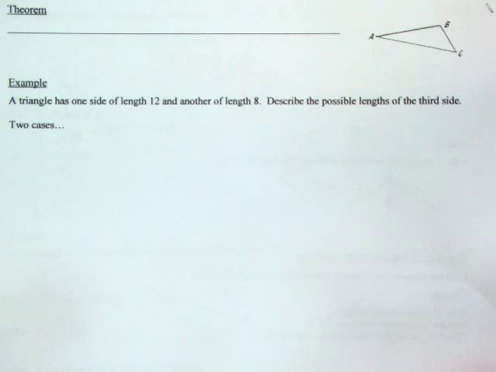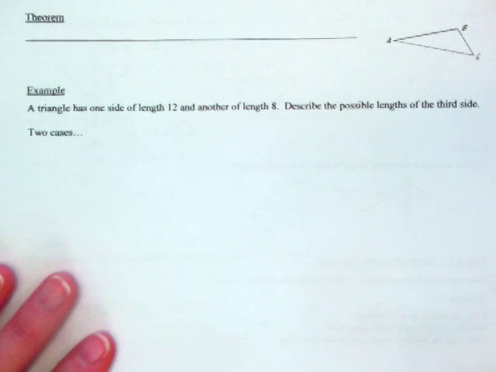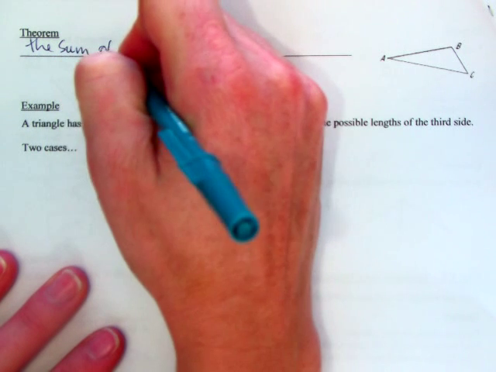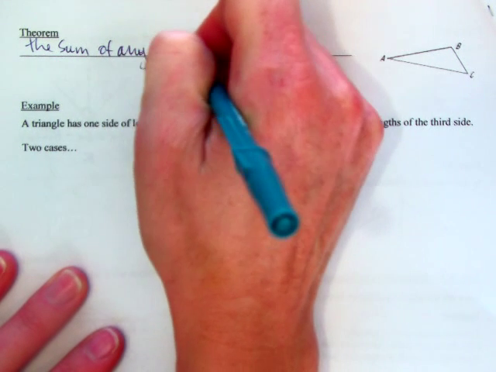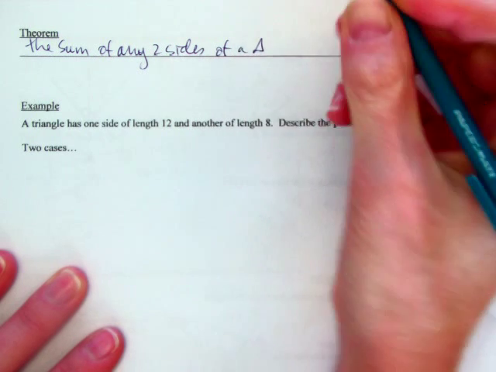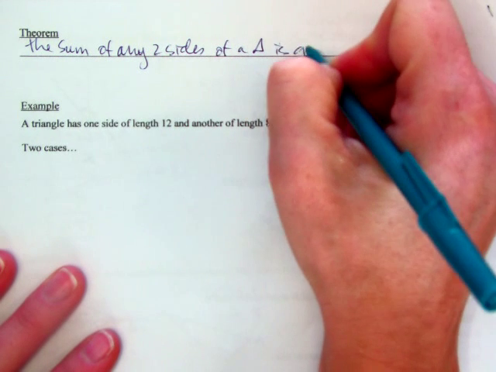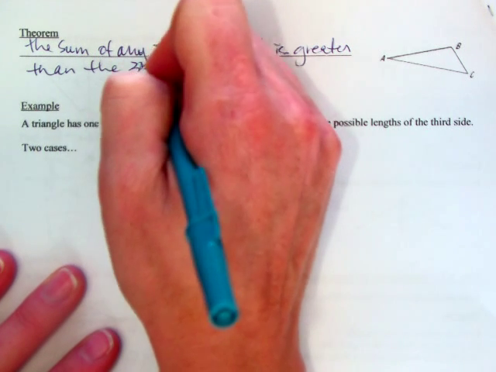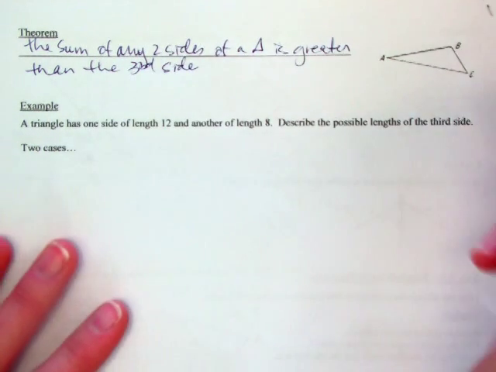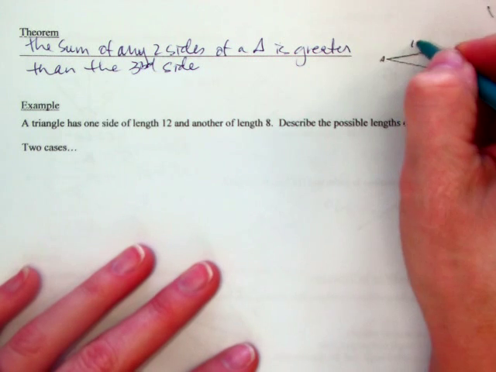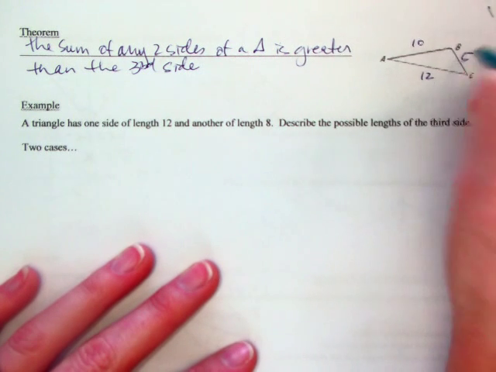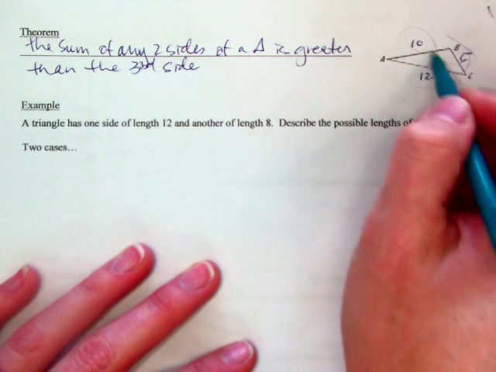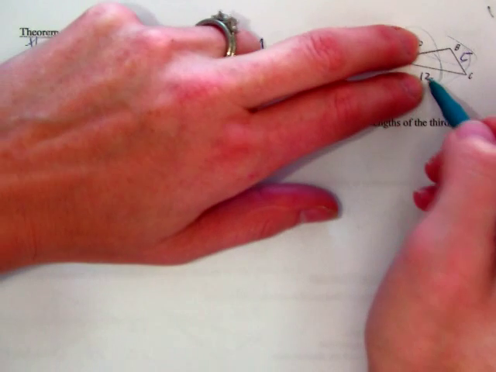One more little theorem. It has to do with adding up two sides of a triangle. So the sum of any two sides of a triangle is greater than, has to be bigger than the third side. So what that means is if this is 10 and this is 12 and 5, any two sides, 10 plus 5, 5 plus 12, or 10 plus 12, two of them have to be bigger than the third one.